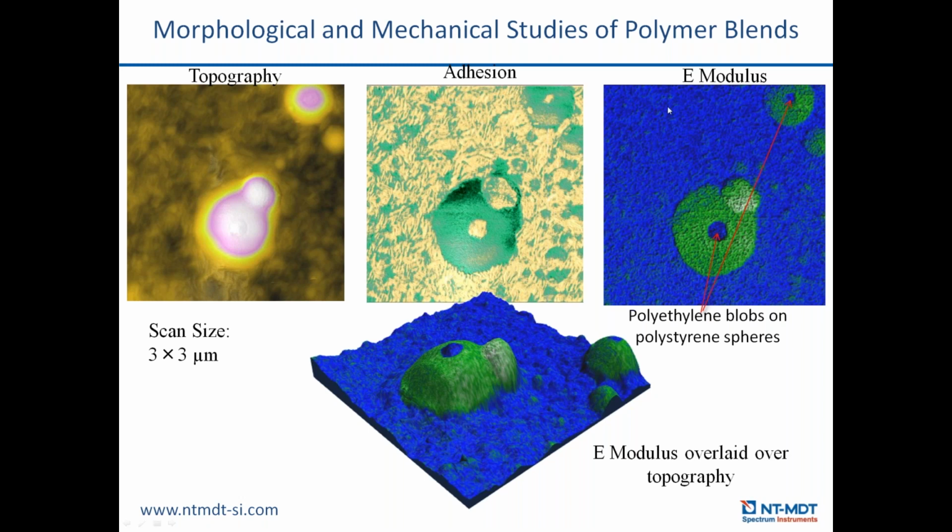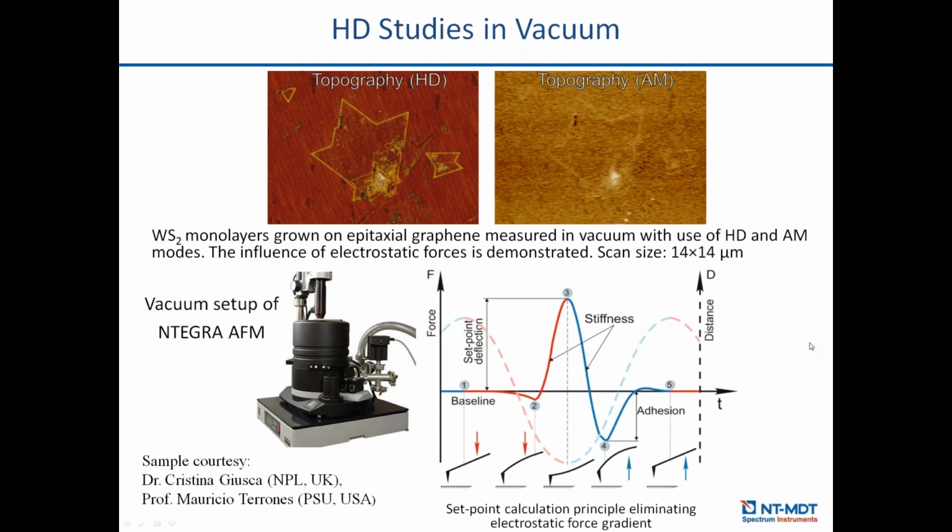Calculating Young's modulus, we see that blue here is the polystyrene. Sorry, it's polyethylene. The matrix is polyethylene, which is about 200 megapascals, and the blue and the green is polystyrene, which is harder, about 3 gigapascals. What's curious, we can see that there are blobs of polyethylene on top of the polystyrene, which are softer, and also give a different contrast in the adhesion map. So together with mechanical properties, we can also get value from morphological studies with the hybrid mode.